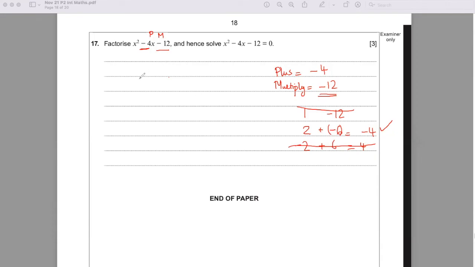So 2 and minus 6, so just write it down as x minus 6 times x plus 2 equal to 0, and that's it. You get 1 mark for that, 1 mark for that. And to solve it, just make each of them equal to 0. So x minus 6 equals 0, x equal to 6. And x plus 2 equals 0, x equal to minus 2. And that's it. That's your final answer.